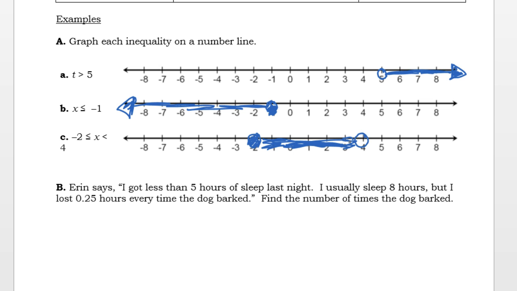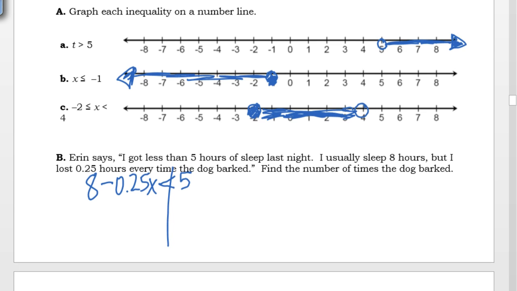My last example says, Aaron says, I got less than 5 hours of sleep last night. I usually sleep 8 hours, but I lost 0.25 hours every time the dog barked. Find the number of times the dog barked. So every time Aaron's dog barked, she woke up, she lost a quarter hour of sleep. She got less than 5 hours of sleep, she normally gets 8, but she lost a quarter hour every time the dog barked. We can now solve this inequality the same way we would solve an equality.